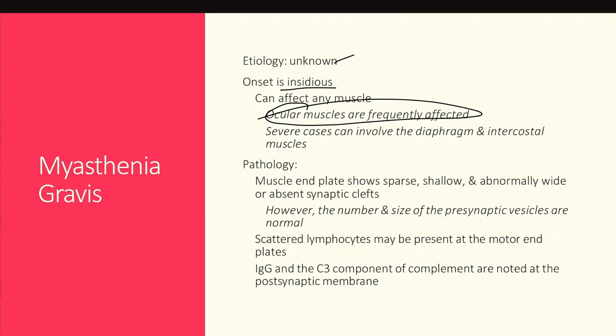So now we're having problems with what? Breathing as well. So pathology, muscle end plate, that post-terminal: shallow, abnormally wide, or absent synaptic clefts. But the presynaptic side is normal. This is a postsynaptic side problem. You get lymphocytes that present at the motor end plate. IgG and C3 complement are there. And they also affect that postsynaptic membrane so that ACh can't bind to anything. Remember, myasthenia gravis attacks the acetylcholine receptors on the muscle end plate.